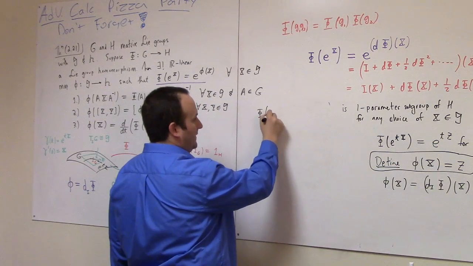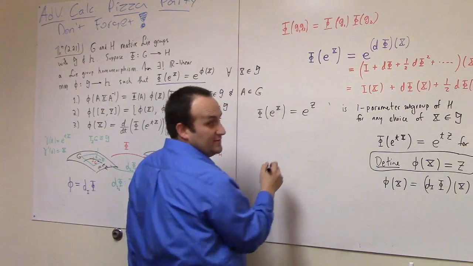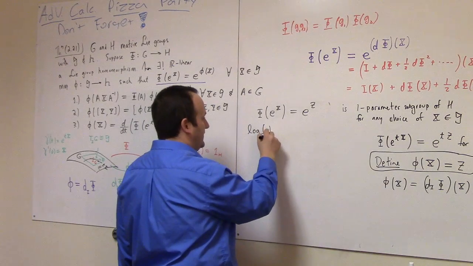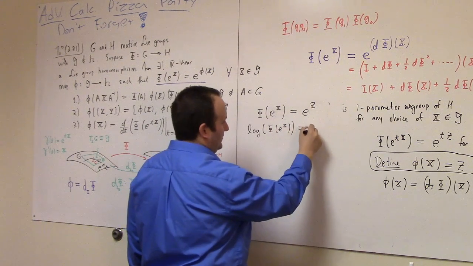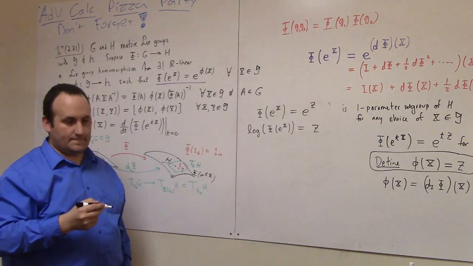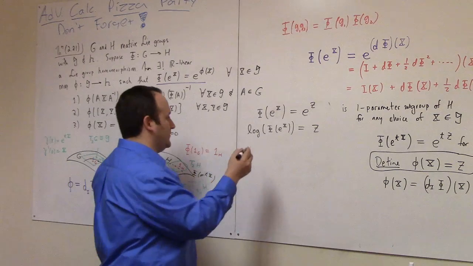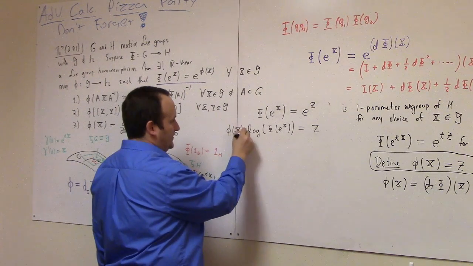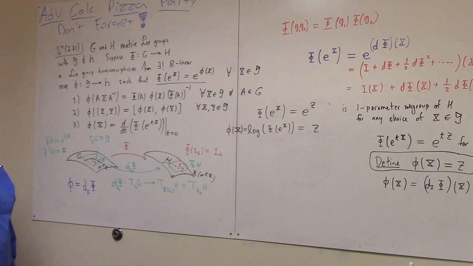Take the log. Yes: phi of e to the x is equal to e to the z. Like you said, take the log. The log of phi of e to the x is equal to z then. So in other words, little phi of x is equal to this. Is this for t equals 1? Yeah, I just set t equal to 1.